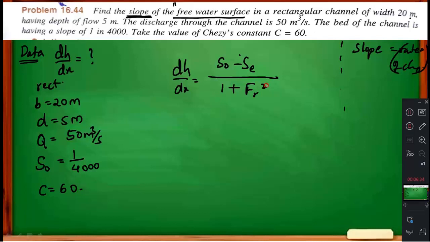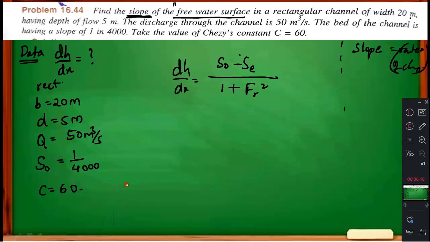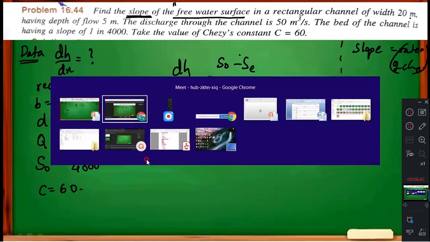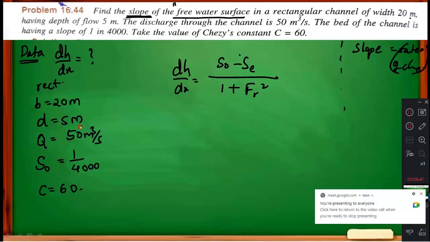Now just think about this. What are the data given here and what do we need to calculate exactly? Can you think of this one? S naught is given directly. Then SC is not given, 1. Okay, Fr. Can we calculate Fr?